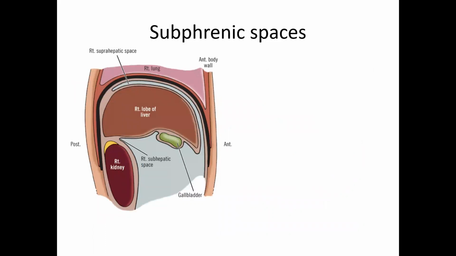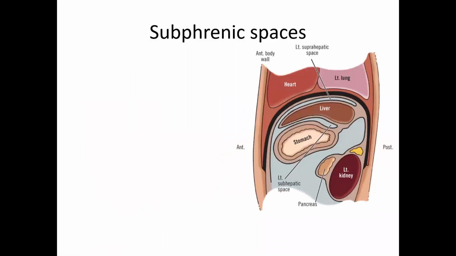The space below the diaphragm is called the subphrenic space. It has been divided into anterior and posterior. On the right side, it has been divided by the liver into right suprahepatic space and right subhepatic space, above the liver and below the liver. And in between the suprahepatic space and subhepatic space behind, there is an extraperitoneal space on the right side. They are called right anterior subphrenic space, right posterior subphrenic space, and right extraperitoneal space.